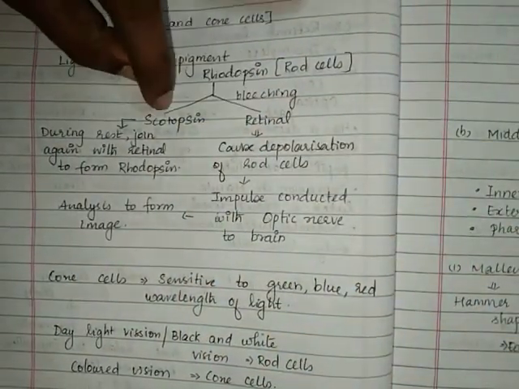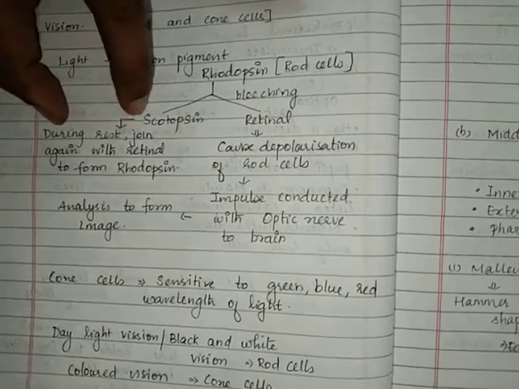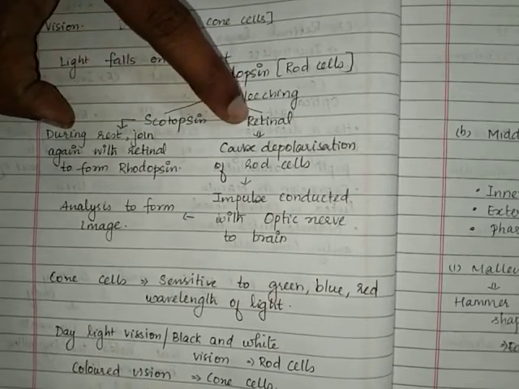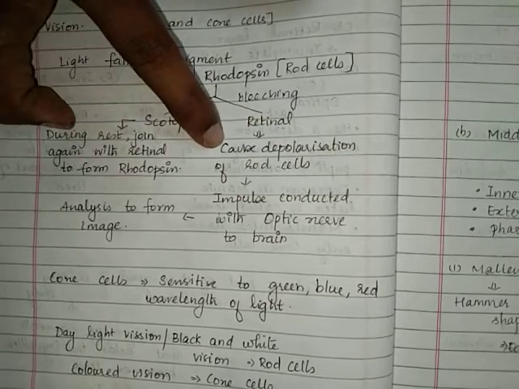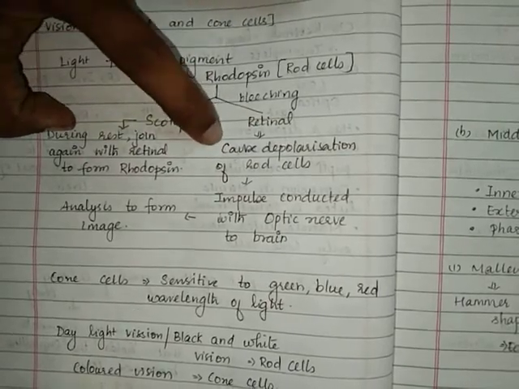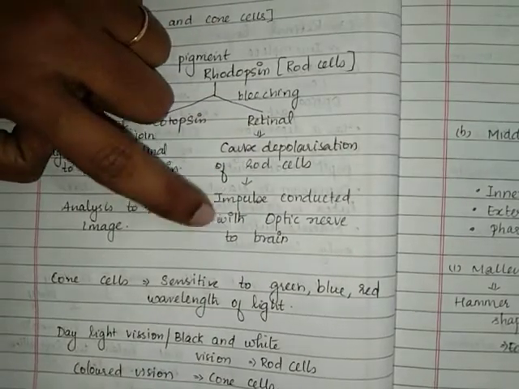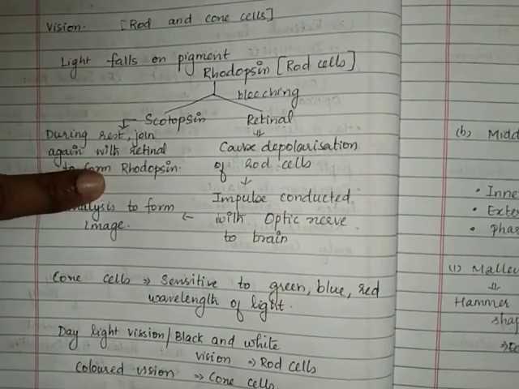One is called scotopsin. The scotopsin will remain present in the eye itself, and one more substance is called retinal. This retinal is going to cause depolarization of the membrane of the rod cells. Once depolarization happens, it means an impulse has been produced there. This impulse is taken to the brain by the optic nerve.